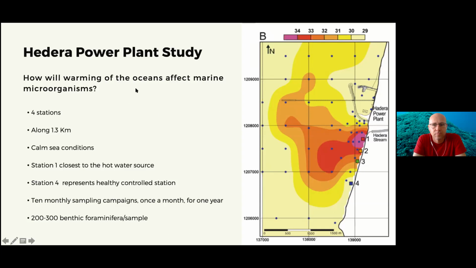And this is an example. So they've made 4 stations. You can see here is the Hedera power plant. Station number 1 is the closest to it, which represents the thermal pollution, and station number 4 represents the natural environment, a healthy environment. And you see station number 2 and number 3 in between. It's along 1.3 kilometers, and they did 10 monthly sampling campaigns, once a month for a year. Each sample had about 200 to 300 benthic foraminifera.